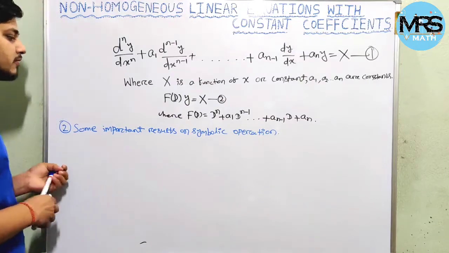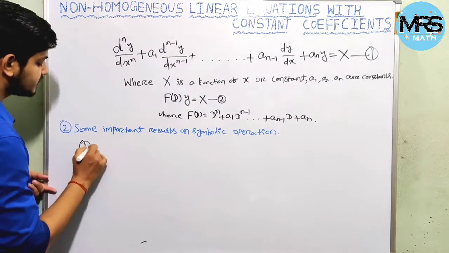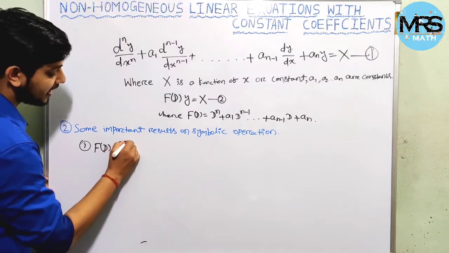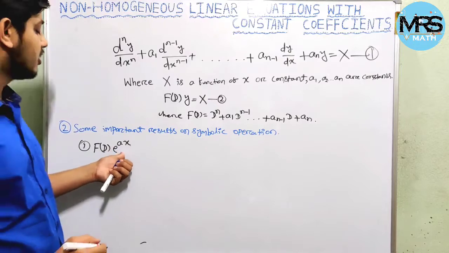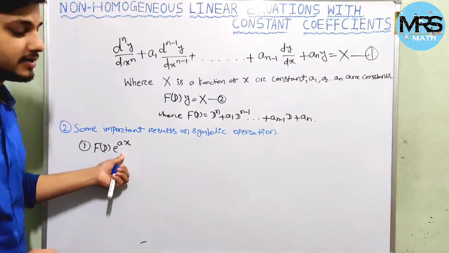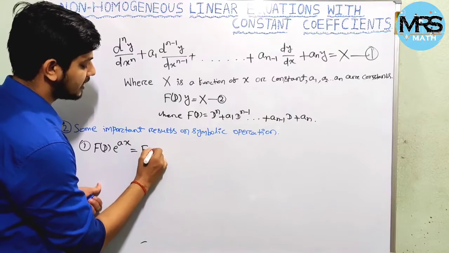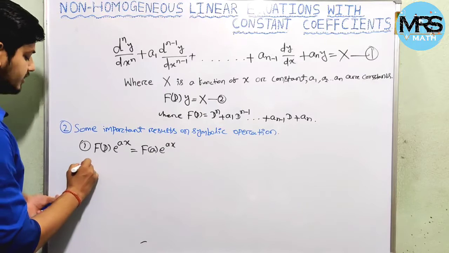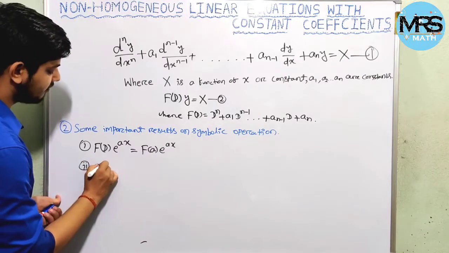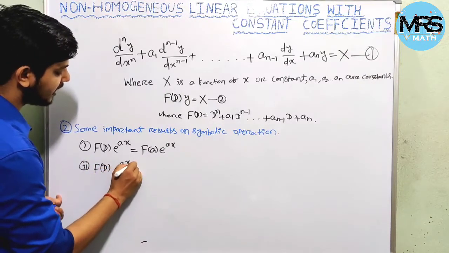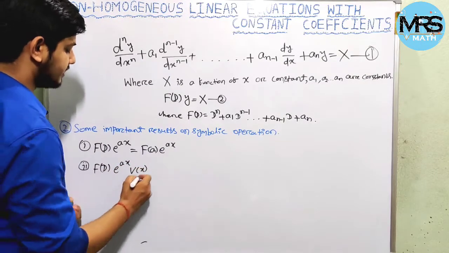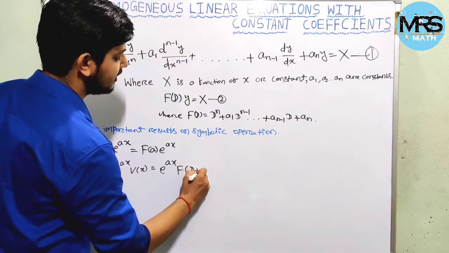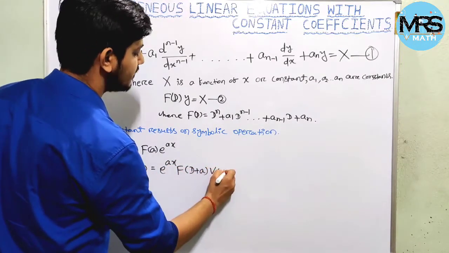The first one is: if we operate f of D on e to the power ax, what will we get? We will get f of a into e to the power ax. Similarly, the second one: if we operate on e to the power ax times V, a function of x, then you will get e to the power ax times f of D plus a operating on V.